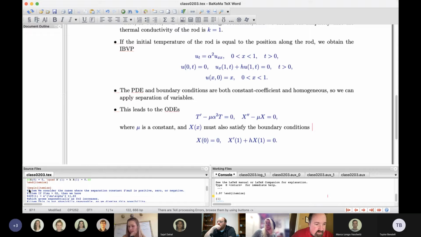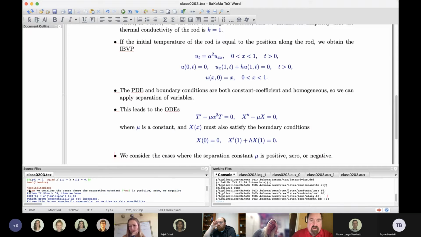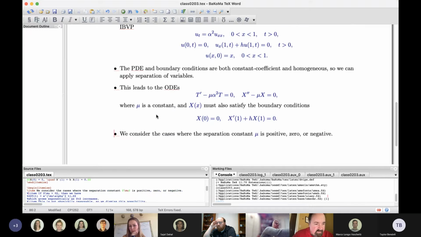Okay. So here are three cases we'll consider, starting with mu positive. When mu is positive, we can write down a general solution to this second-order ODE.